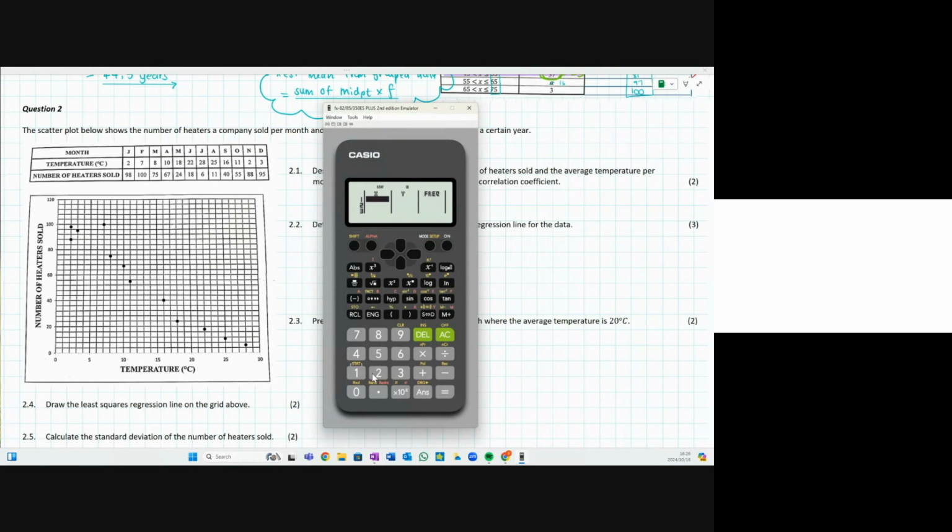So whilst I'm typing, you need to be typing in the data as well, and then we'll have a look. Remember, once you've put in a data point, you push equals to enter it and move on to the next one.